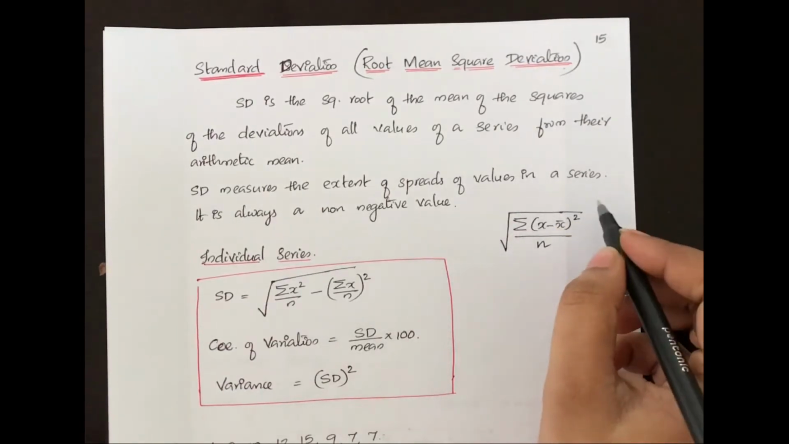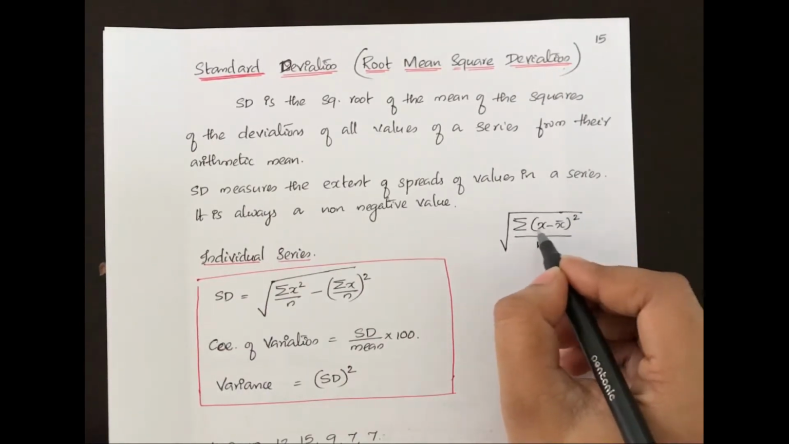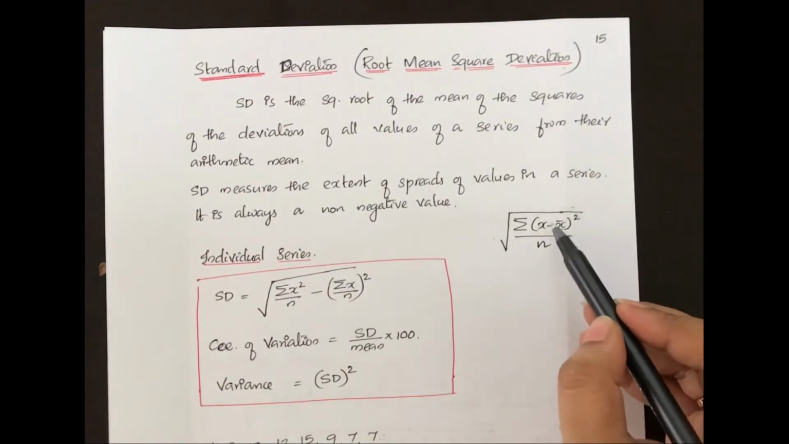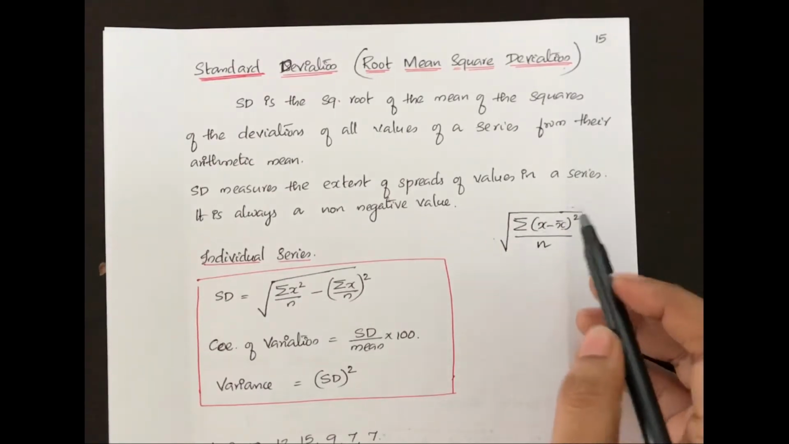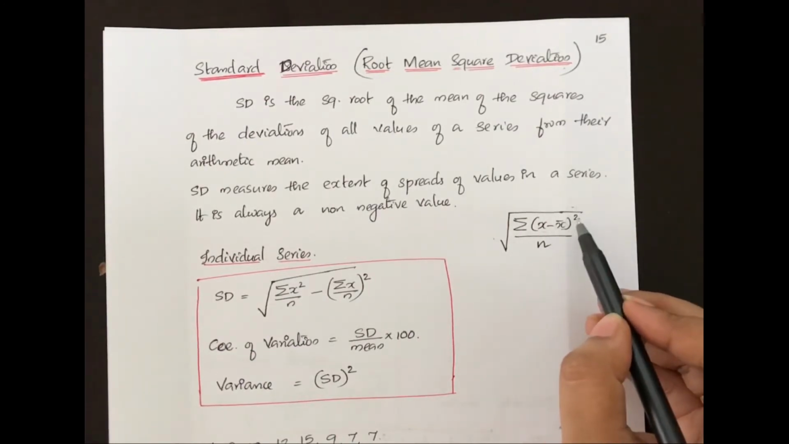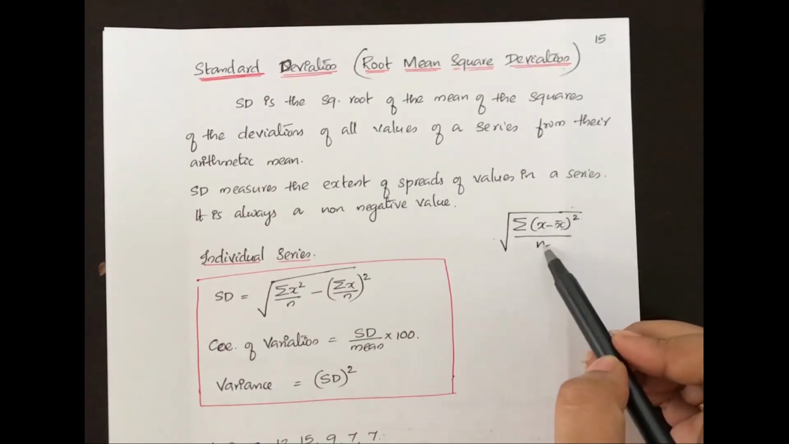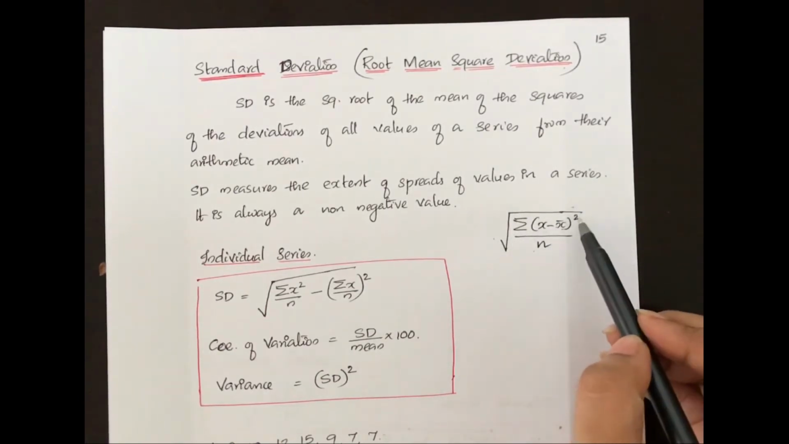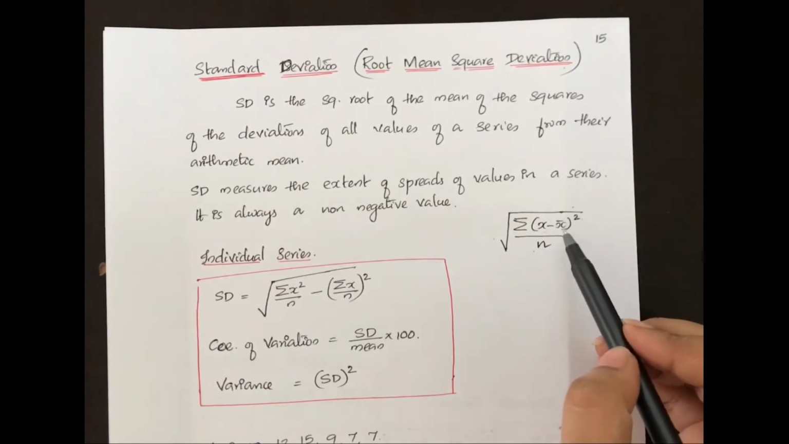Actually, this is the general equation, that is the square root of the arithmetic mean of the square of deviation from the actual mean. Summation x by n is the average. So, the square root of the arithmetic mean of the square of deviation, where x minus x bar is the deviation. So we are finding the squares of deviation, finding the arithmetic mean of the squares of deviation, then finding the square root. Average is taken as the arithmetic mean.